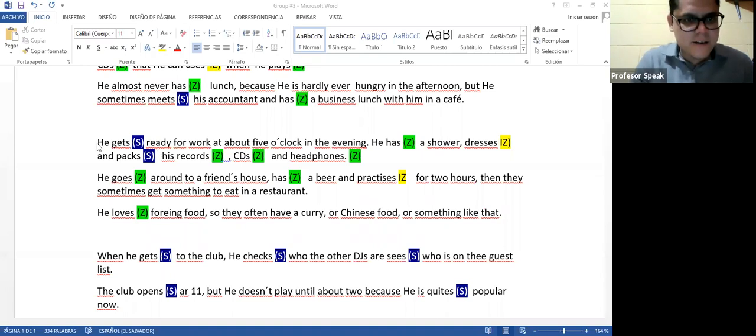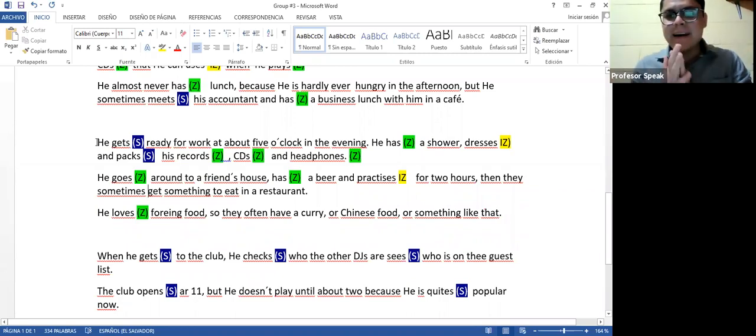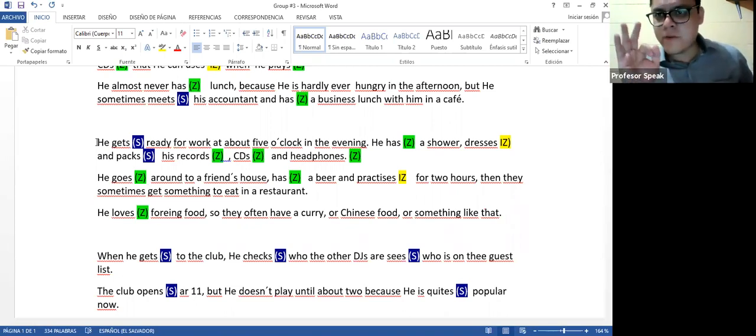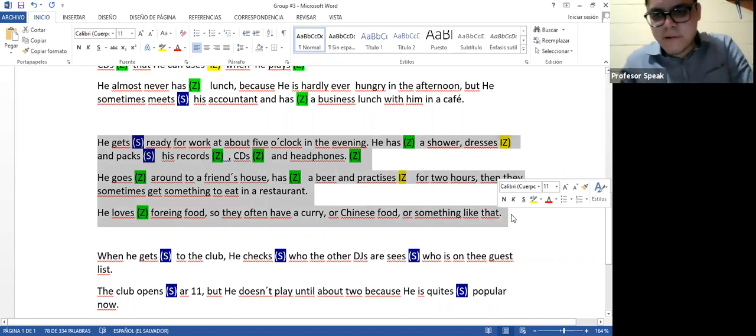Susanna, can you please read the paragraph? But I want to distinguish the pronunciation forms for the letter S. The three pronunciation forms: the voiced, the voiceless, and the buzzing sound.